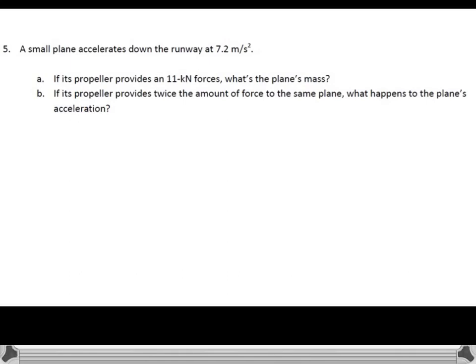So let's start off with problem number 5 here. Our problem says that a small plane accelerates down the runway at 7.2 meters per second squared. And it says if its propeller provides an 11 kilonewton force, what is the plane's mass? So, what would that look like here?